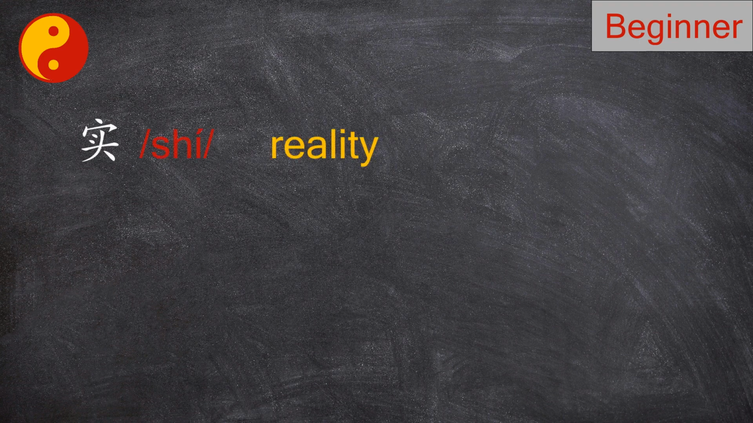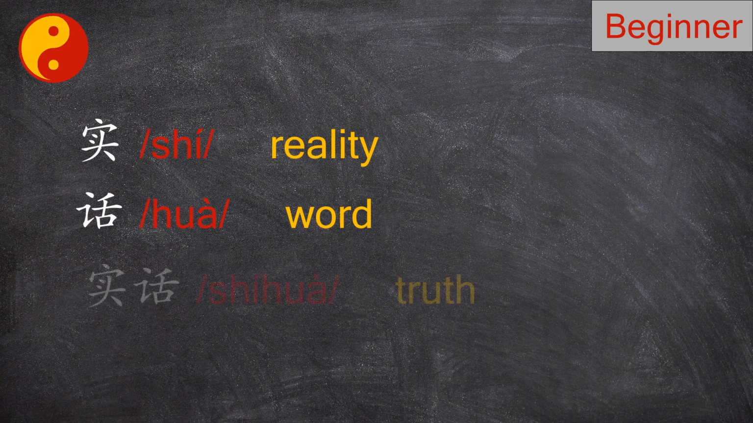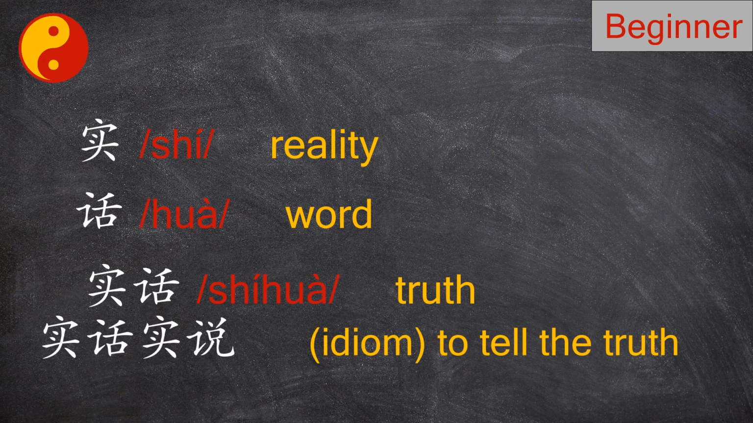Shi, second tone, means reality. Hua means word. Shihua means truth, word that is reality. Shishuo shihua is a 4-character idiom. It means to tell the truth.